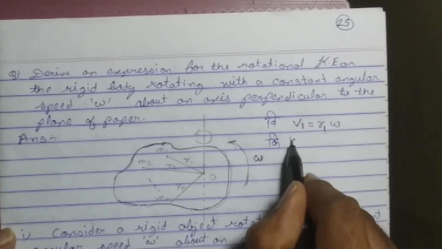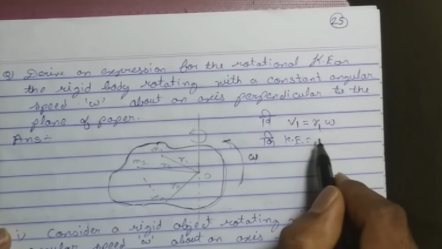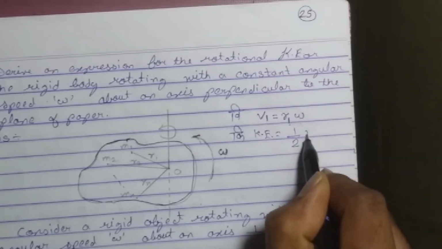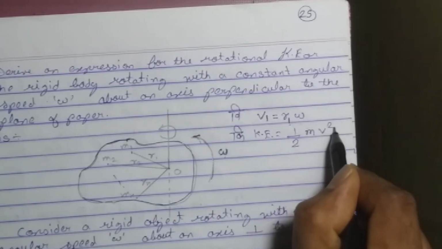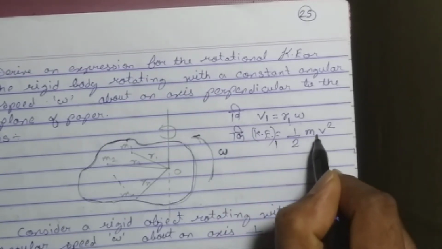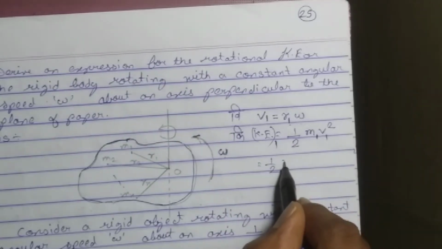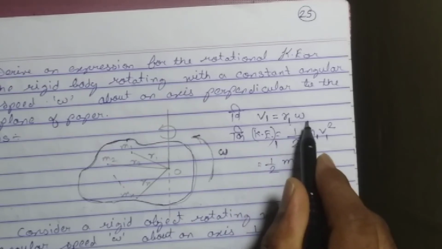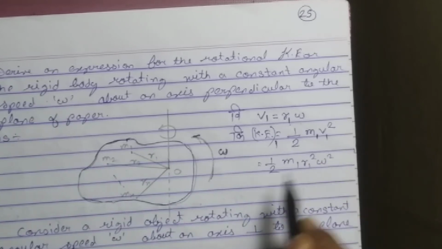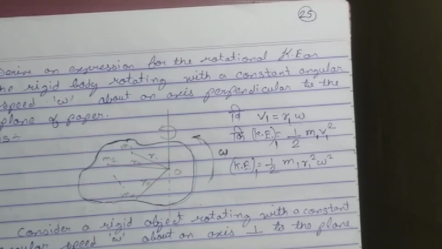Students, K.E. stands for kinetic energy. What is the general formula for kinetic energy? You all know: kinetic energy is 1 upon 2 mass of the particle into velocity square. Since I am finding the kinetic energy of the first particle, I will put the suffix: half m1 v1 square. Putting the value of v1, which is r1 omega, v1 square means r1 square omega square. This is the kinetic energy of the first particle.